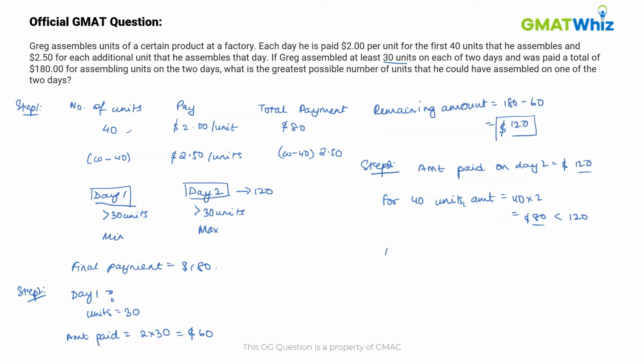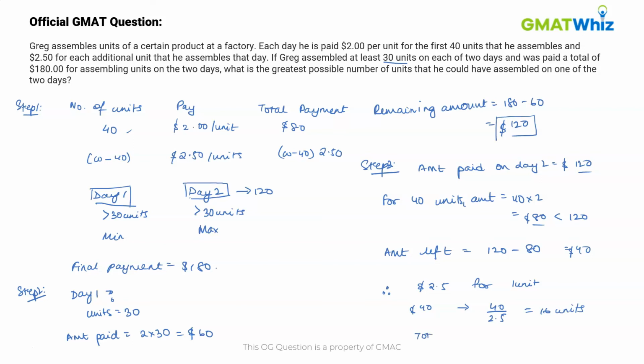So the amount left is equal to 120 minus 80, which gives us $40. So these $40 were for the additional units in excess of 40 units that were assembled by Greg. Therefore, Greg was given $2.50 for 1 unit. Then for $40, he produces 40 divided by 2.5, which is equal to 16 units.